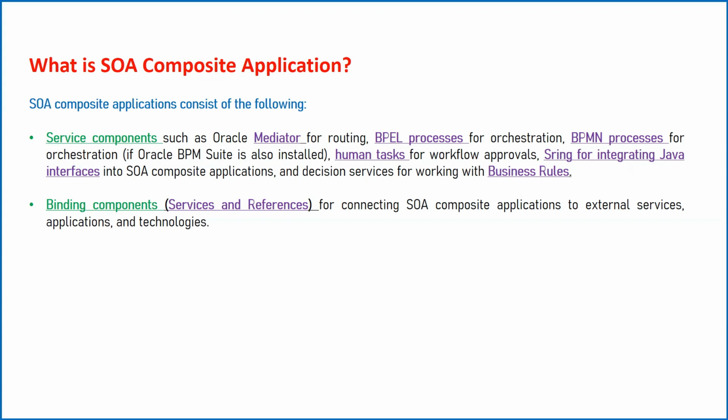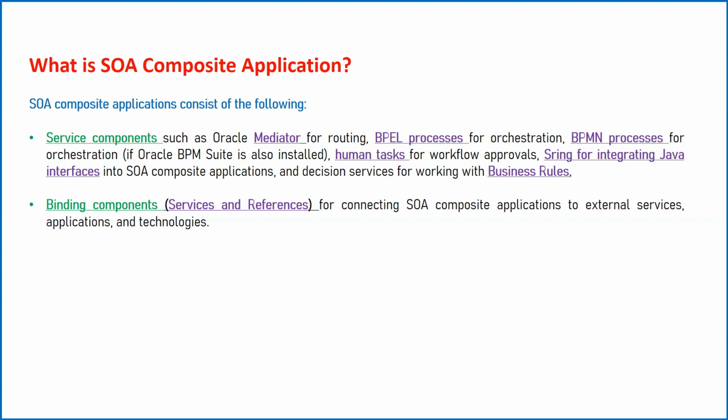Apart from service components, you have binding components. What are binding components? There are two types of binding components. One is services and the second is references. SOA is an orchestration platform that is used to integrate multiple technologies. That means you have multiple sources and multiple targets, where SOA receives the data from the sources and then sends the data to your target, along with doing certain transformations in between. So you have an entry point, then SOA does the processing, and then you have an exit point. All the entry points in your SOA composite application are called the services, and all the exit points from where the data goes to the outer world or to downstream systems are called the references.